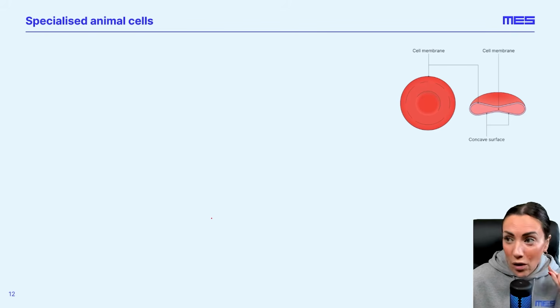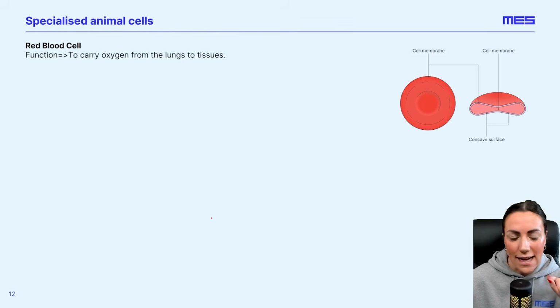Let's look at two more. The next one we're going to look at, which is quite a common one to come up, is a red blood cell. Now, the function of a red blood cell is to carry or transport oxygen. So they pick that oxygen up in the lungs and they will carry that oxygen in your bloodstream around your body to all your cells or tissues.